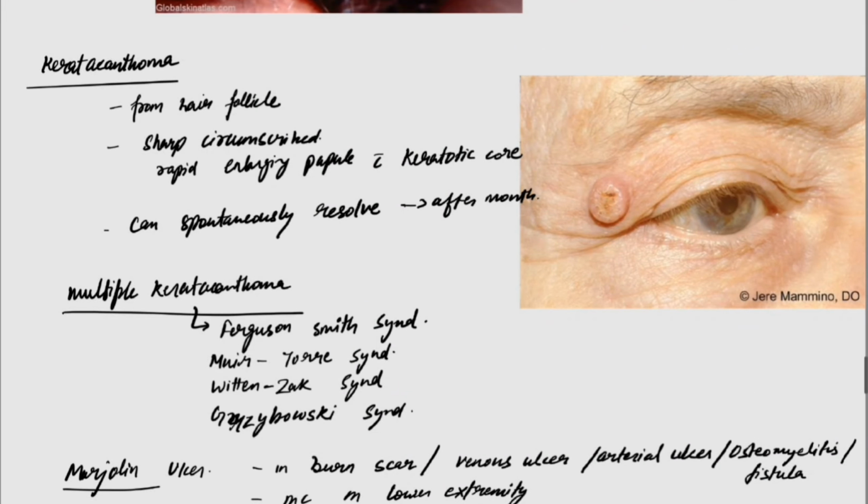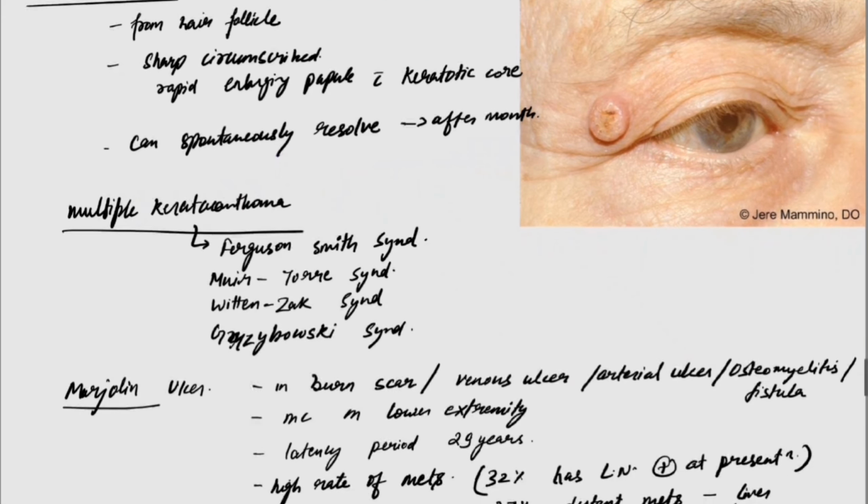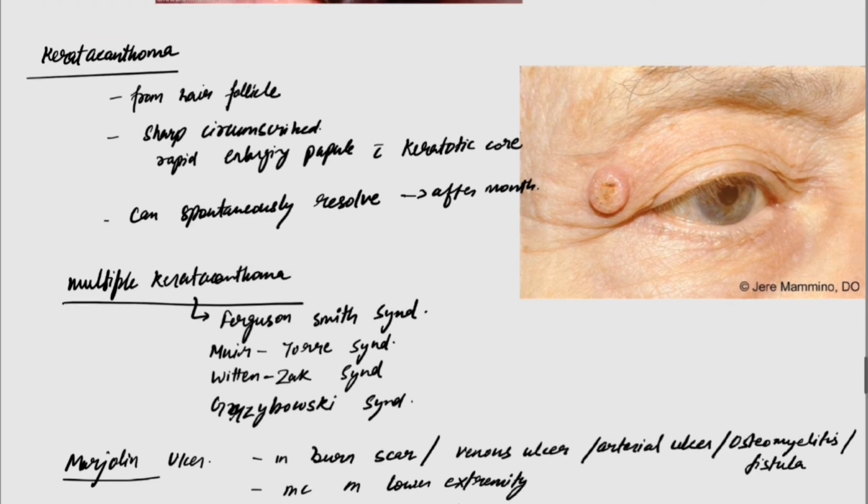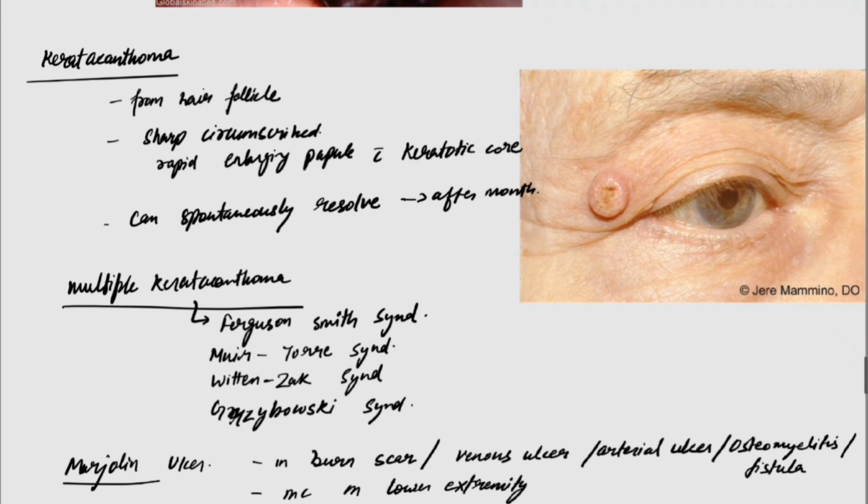Now coming to the keratoacanthoma. Keratoacanthoma originates from the hair follicles. They are sharp, circumscribed and rapidly enlarging papules with keratotic cores, which can spontaneously resolve after months, but can also transform into squamous cell carcinoma. Multiple keratoacanthomas can be seen in Ferguson-Smith syndrome, Muir-Torre syndrome, Witten-Zak syndrome, and Grzybowski syndrome.